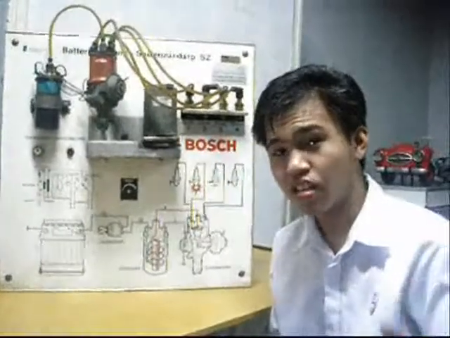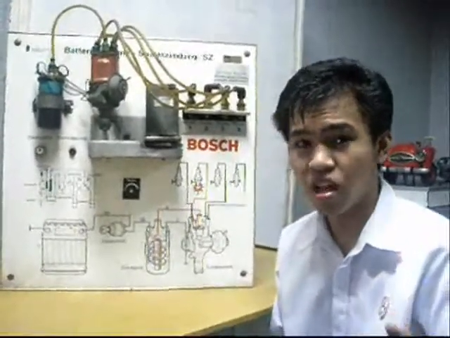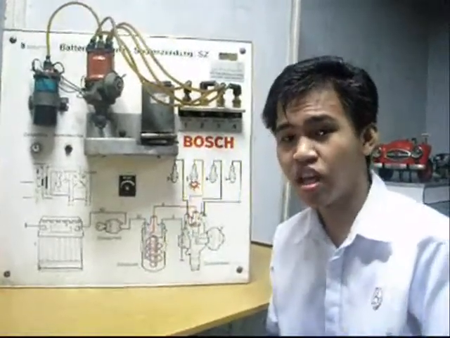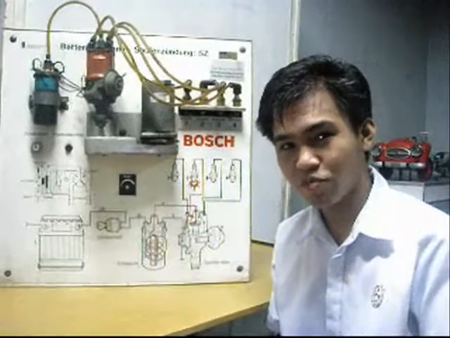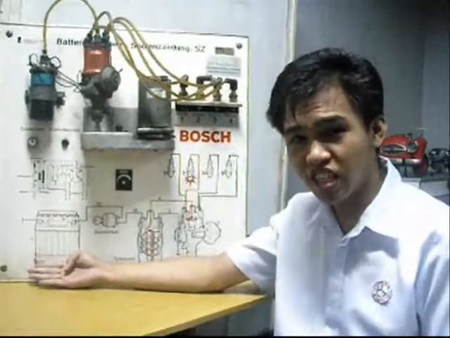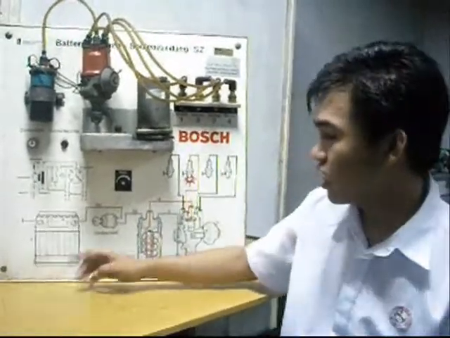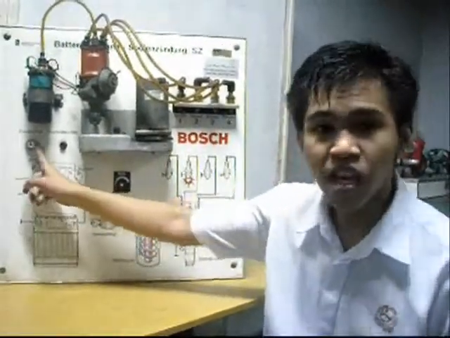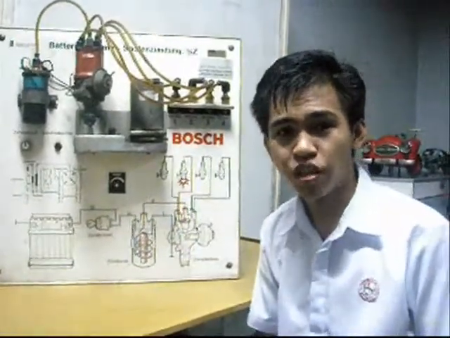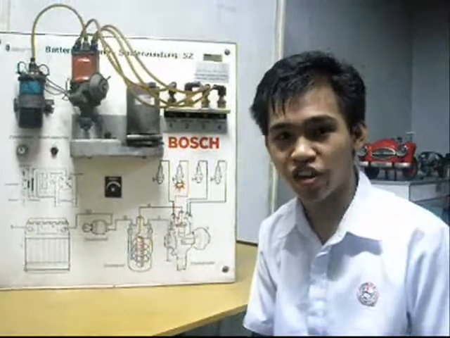After we discuss the function of the ignition system, let's proceed to the components of the conventional ignition system. The first component is the battery. The battery supplies the initial electrical energy to the ignition system primary circuit. The second one is the ignition switch. The ignition switch makes and breaks the circuit between the battery and the ignition coil.